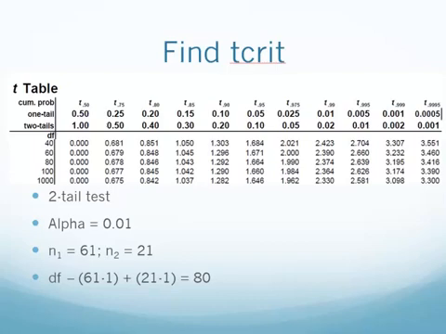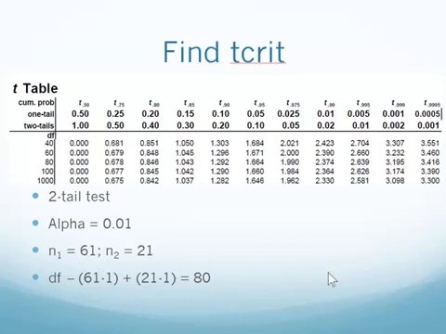Okay, so now that you know that it's a two-tailed test, you know your alpha is 0.01. That makes it easy for you to find which row you need to use to find your t-critical value. And here, a two-tailed test with an alpha of 0.01, you're going to be using this column right here. And remember, our formula for degrees of freedom is the sample size for the first sample minus 1 plus the sample size for the second sample minus 1. Here's the sample sizes right here.